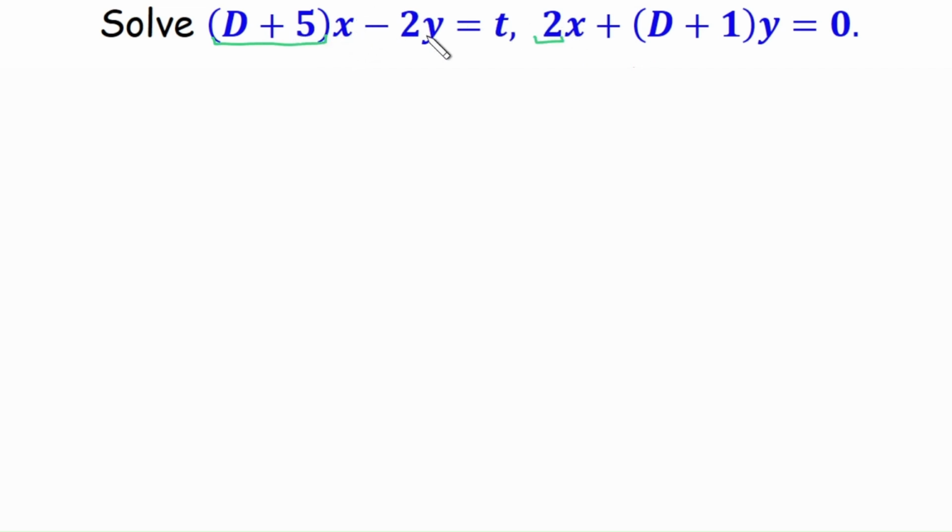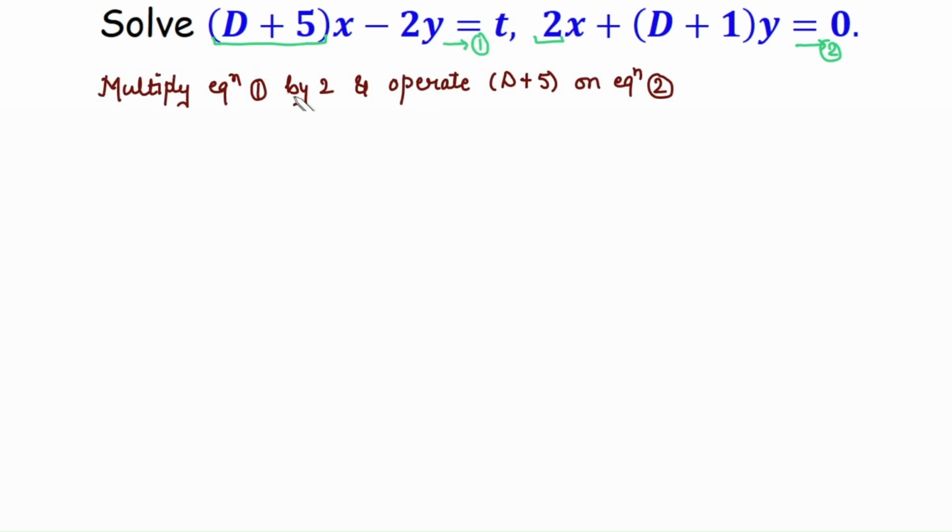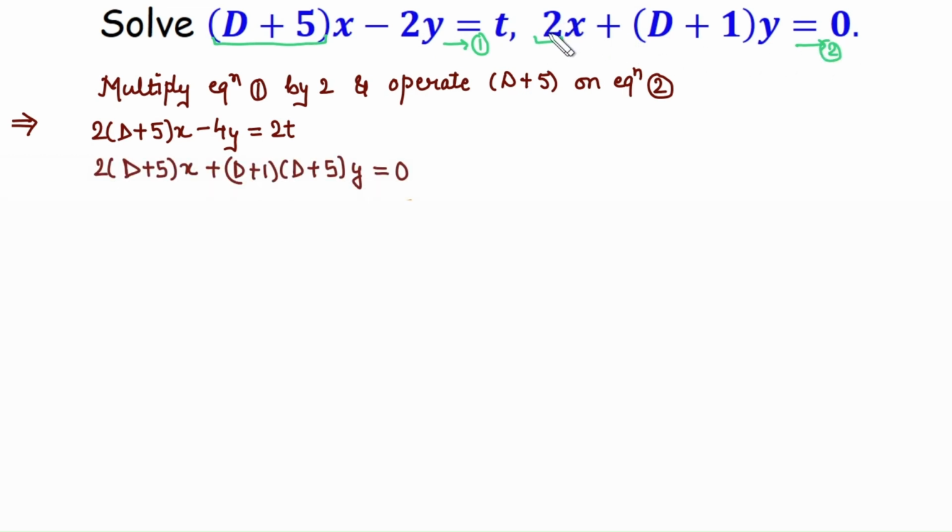For that, we can multiply the first equation by 2 and the second equation by the D plus 5 operator. So multiplying equation 1 by 2 and operating D plus 5 on equation 2, the first equation becomes 2 times of this term minus 4 times y is equal to 2t. The second equation becomes 2 times D plus 5 into x plus D plus 1 into D plus 5 into y. On the right hand side, it is 0.